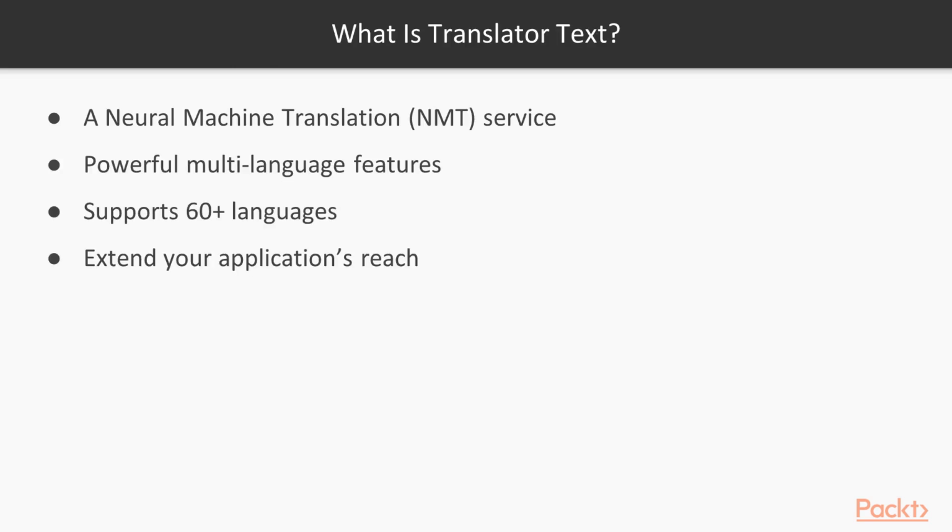Azure Translator Text is a neural machine translation service that you can use to leverage powerful translation features in your tools or applications. In fact, anywhere where you need multi-language support. It supports 60+ languages and can extend the reach of your application. Common use cases are the localization of websites, e-commerce, customer support, and messaging applications.